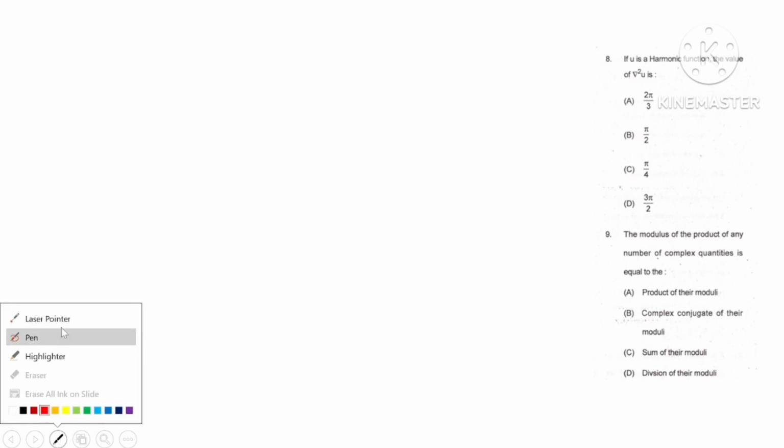So the 8th question is, if u is a harmonic function, then the value of del square u. Let's take the pen. Okay. So you know, if u is any harmonic function, then it must obey or follow Laplace's equation. Laplace's equation, and you know the equation is given by del square u is equal to 0. So this is the answer.